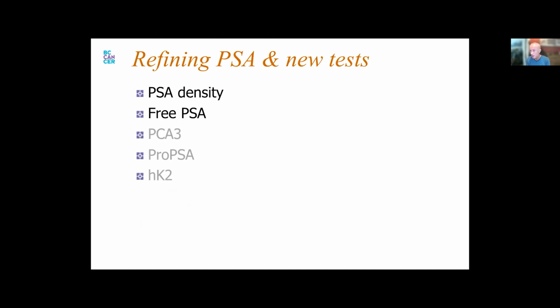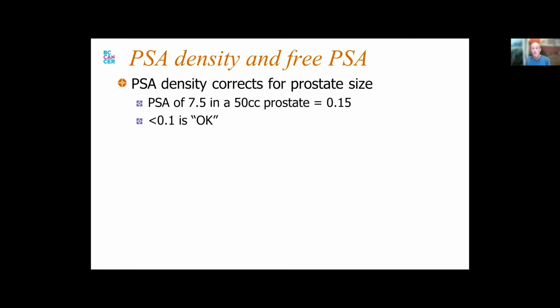So one of the questions again asked was, what about new tests or refinements of PSA? So the first two which are bolded there are refinements of PSA. So the PSA density corrects for the prostate size. You simply take the PSA level and divide it by the size of the prostate. Now, most of us don't know the size of our prostate, but a urologist or a radiation oncologist can examine you and get an estimate from a rectal examination. Better would be to have an ultrasound, but you don't want to start doing ultrasounds on everybody.